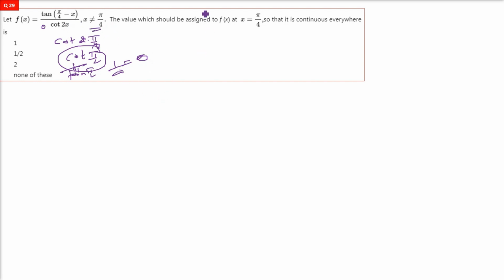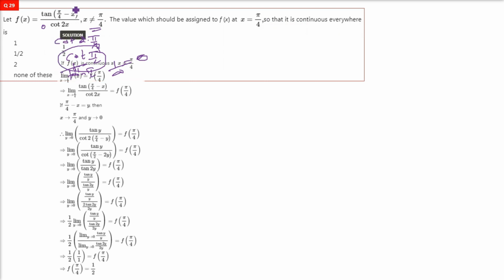So the value which should be assigned to f(x) at x equals pi by 4, so that it is continuous everywhere, is what we need. You don't have to do anything, you just have to find the limit of this function, and equate it with f(pi/4), the function value at pi by 4. Since this is continuous everywhere, the left hand limit and right hand limit have to be equal. So you can either put pi by 4 minus h or pi by 4 plus h. It's up to you.